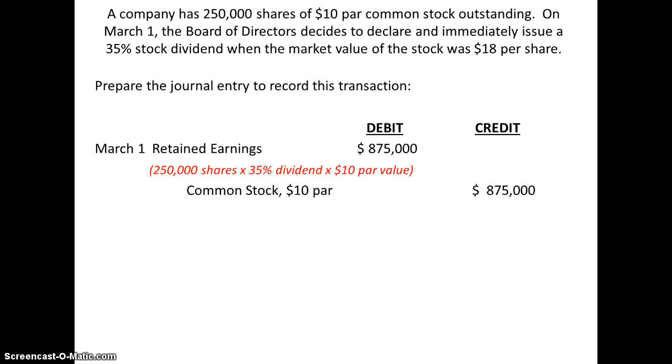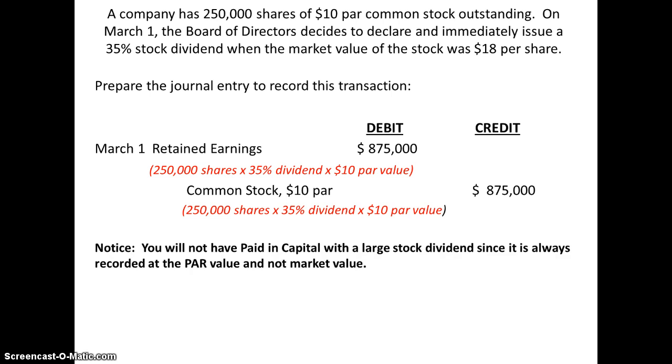We will also record common stock $10 par for the exact same value. The calculation is the same: 250,000 shares outstanding times our 35% stock dividend, and our $10 par value. Notice, we do not have paid-in capital when there's a large stock dividend, since it's always recorded at par value instead of market. So large stock dividends are recorded at par, small stock dividends are recorded at market.